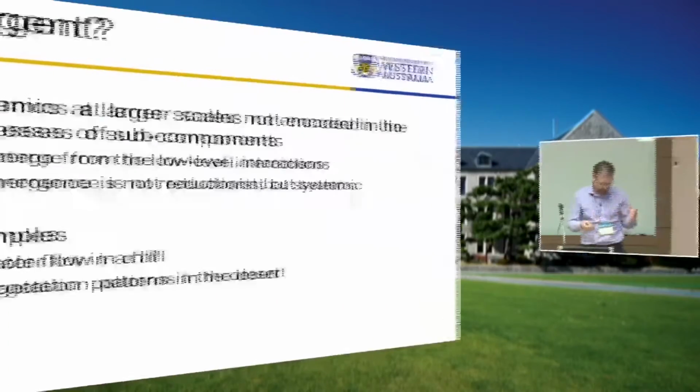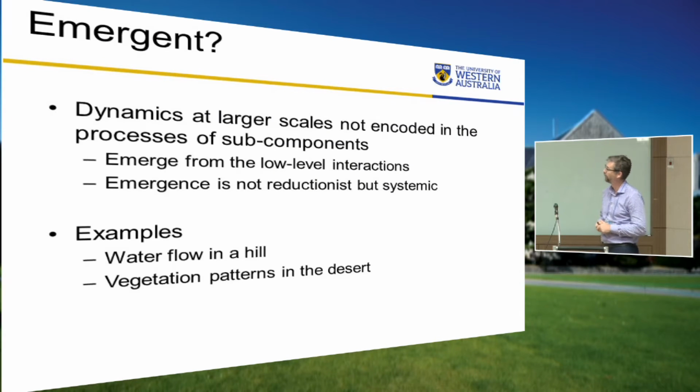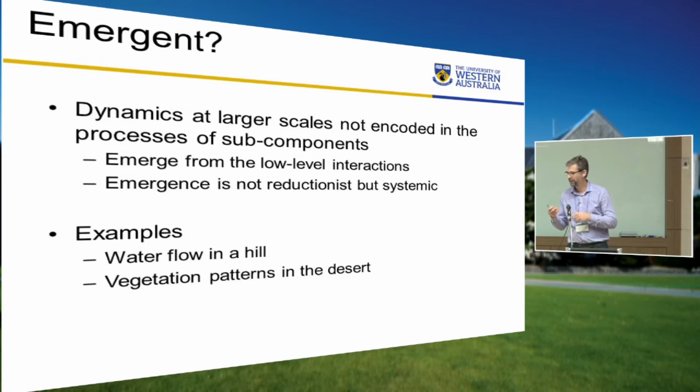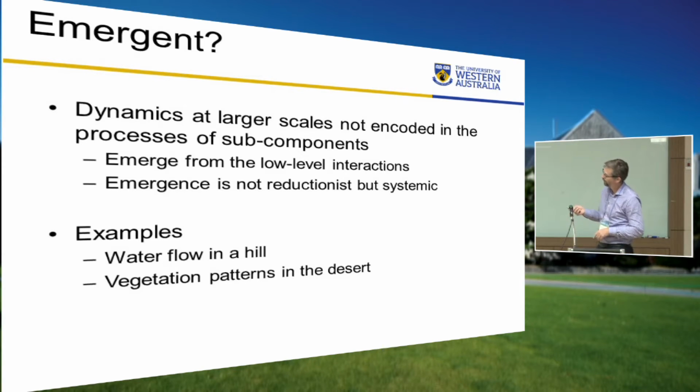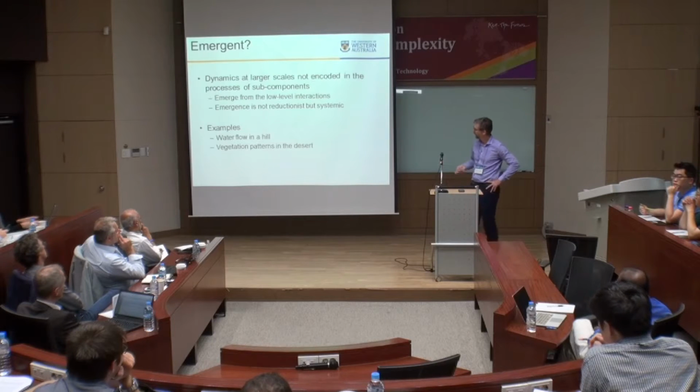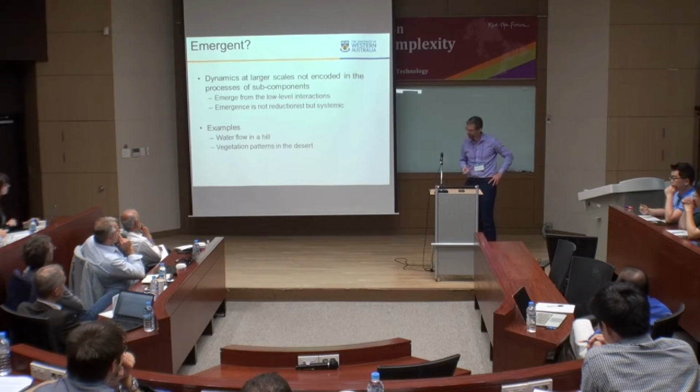And I'm going to show you some examples of emergent phenomena in networks. And by emergent, I mean dynamics that aren't necessarily encoded in the lower level processes. They emerge really primarily from the interactions. And so emergence is really a systemic behaviour. It's a behaviour that emerges at the larger scale. So I'm going to show examples of water flow on a hill that you wouldn't necessarily think can be an emergent property of a network, and vegetation patterns in deserts.